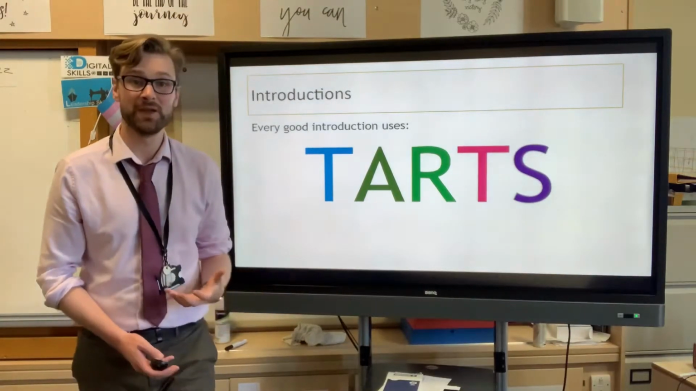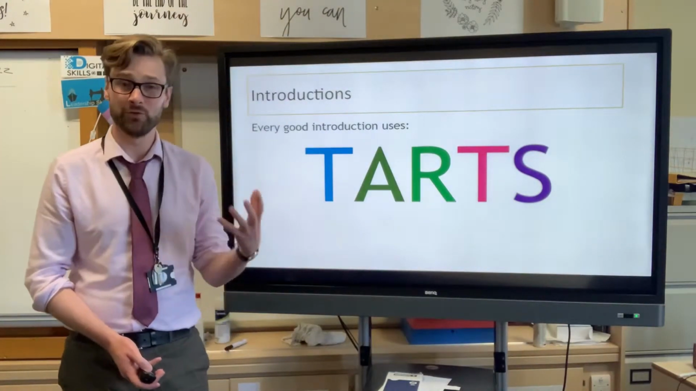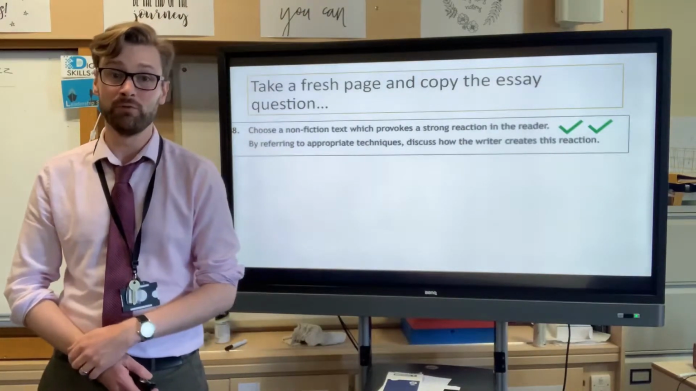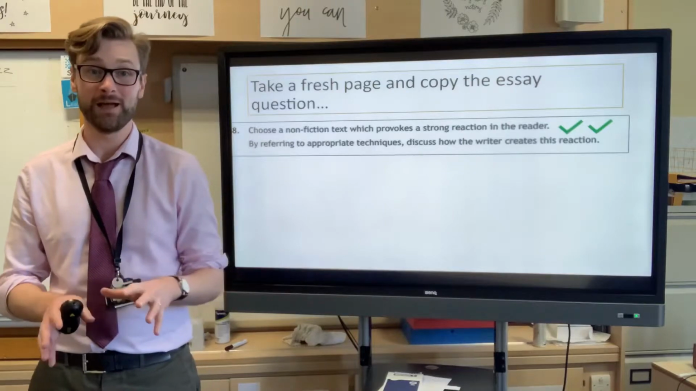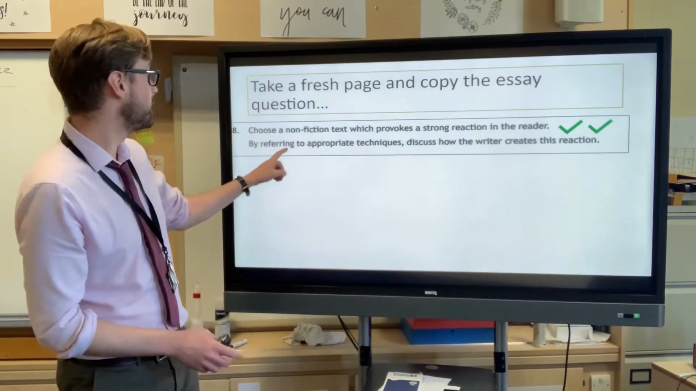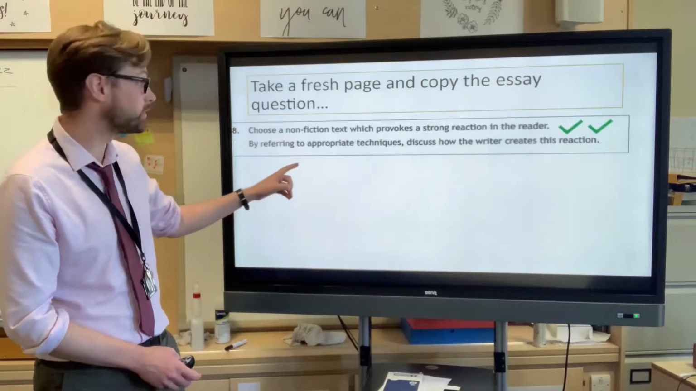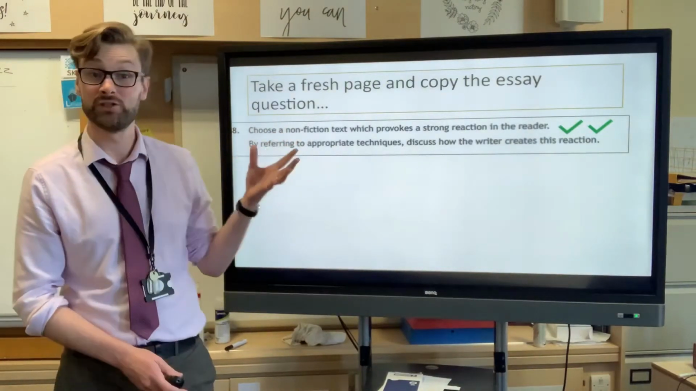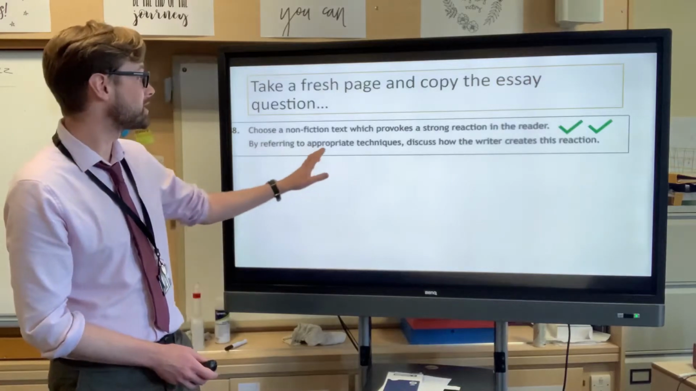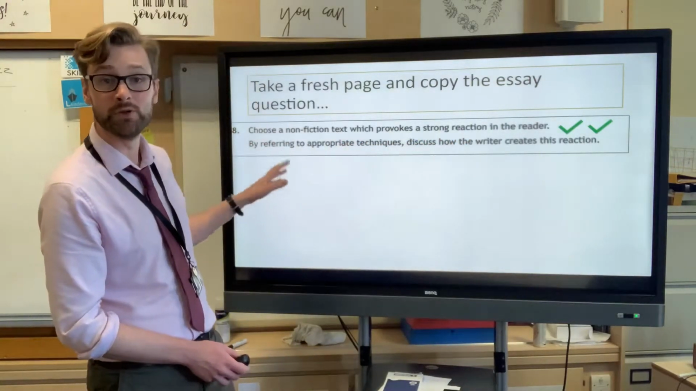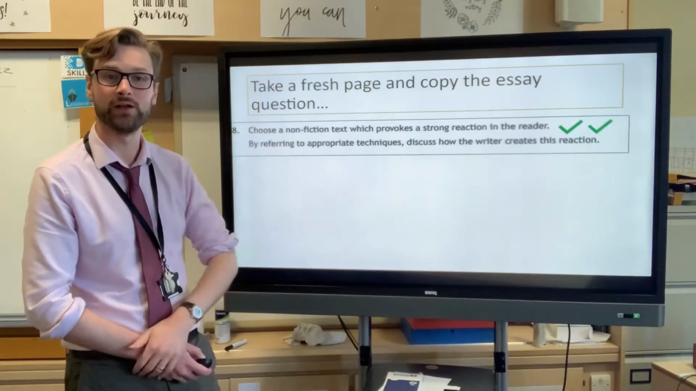So talking about tarts might make you feel hungry, but it's of course an acronym, and the first letter is T for title. Now, before we go into any more of an example, we're going to use this question from 2019 as our example for the model introduction. And this is a really good question for Letter to Daniel because it's asking about provoking a strong reaction. And if that's not clear on your screen, remember you've got access to these slides on Google Classroom.